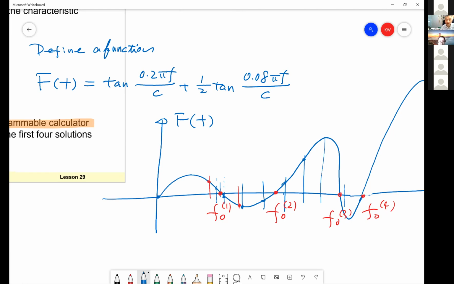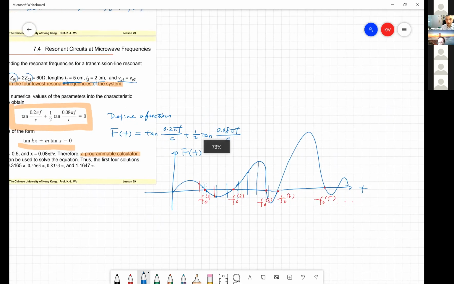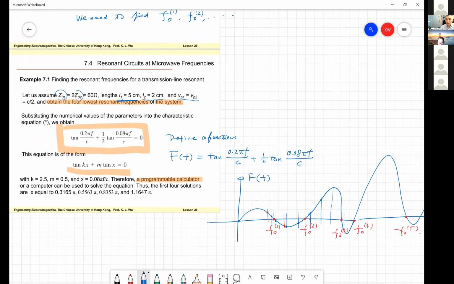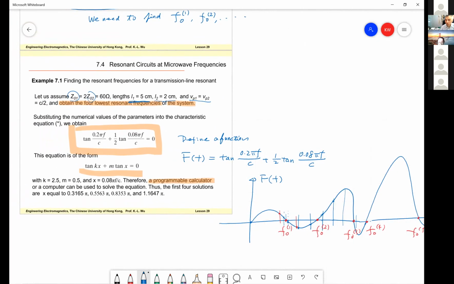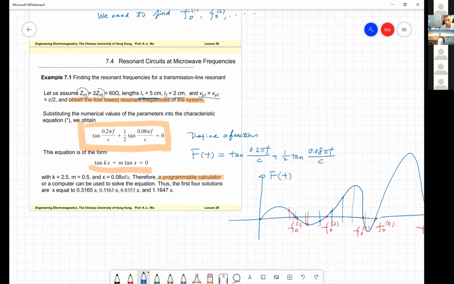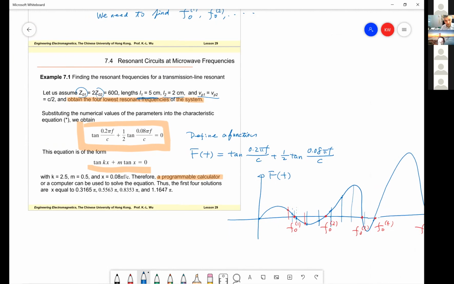Okay, so this is how we solve a simple transcendental equation. For this transcendental equation, you don't need to rely on any specific program or calculator. You can write your own program to do this, right? Okay.